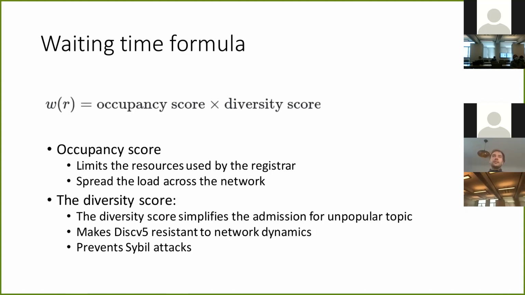It also makes Discv5 resistant to network dynamics because I care about the diversity of every single registrar. So even if one is down, it's not a big problem because we have the registration for this specific IP, ID, and topic also in other places in the network. And also this waiting time helps to prevent some Sybil attacks because if I have a limited amount of IPs or IDs that I can use for an attack, at some point, if I start filling the tables, I will get higher and higher waiting time, limiting the amount of registrations that I can place on a specific node.